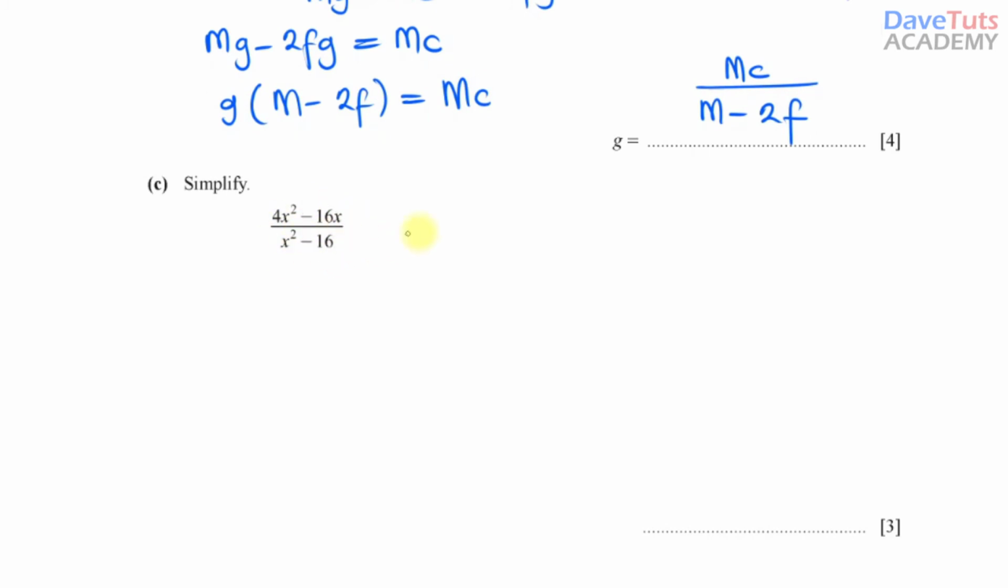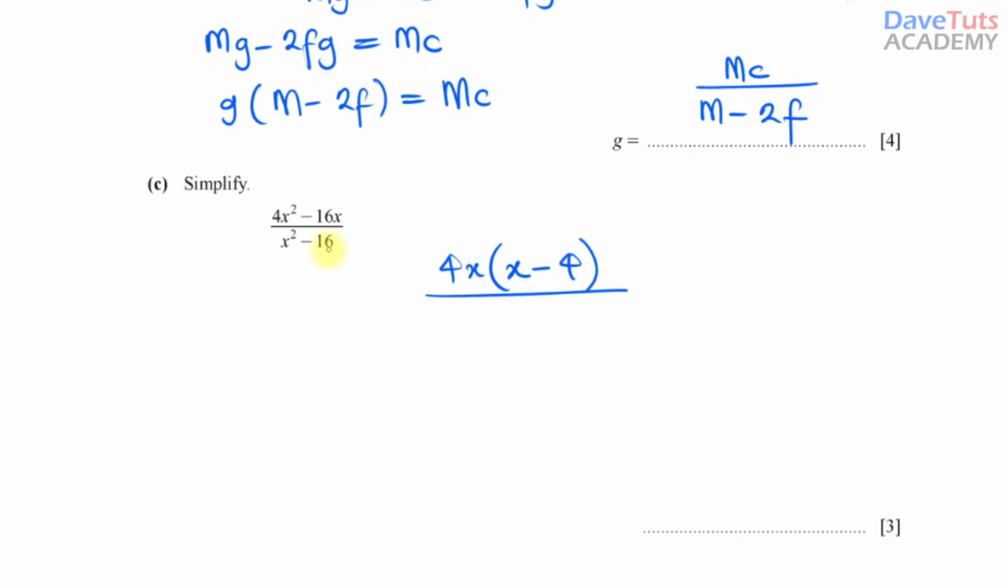Here we have to simplify this expression, and we can just see that from this, let's see what we can factor out from both the numerator and the denominator. In the first case, 4x squared and minus 16x, we can see that 4x is common. If you have taken 4x out of 4x squared, that will leave us with x. Then, if you have taken 4x out of 16x, that will leave us with minus 4.